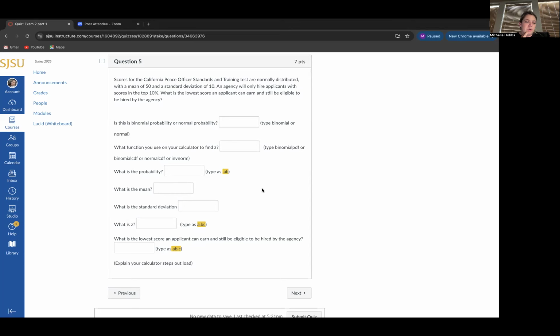Darn it. I should have written this whole thing down because I did this in the practice test. Okay, so this is going to be, ouch, I think a normal probability. So then the function I would use is, shoot, inverse norm. Oh, I don't remember. That score is bound.